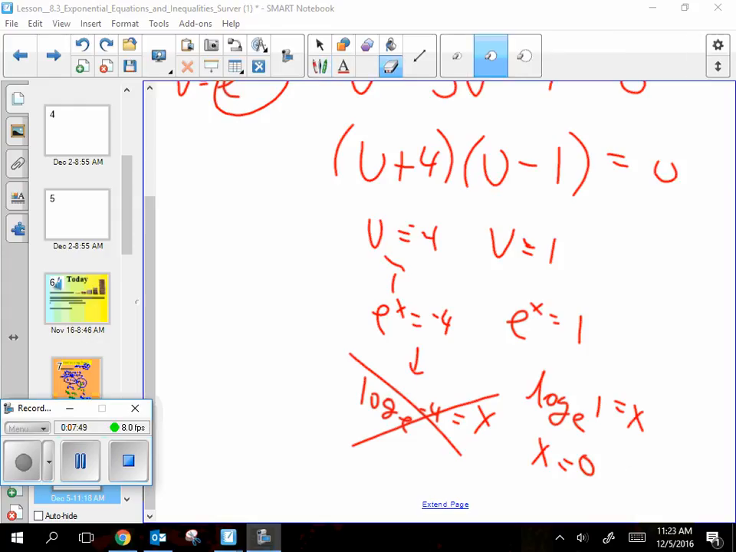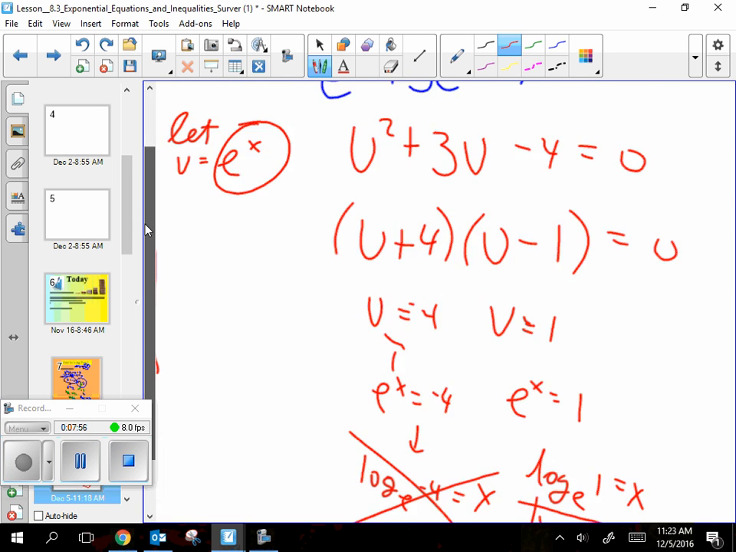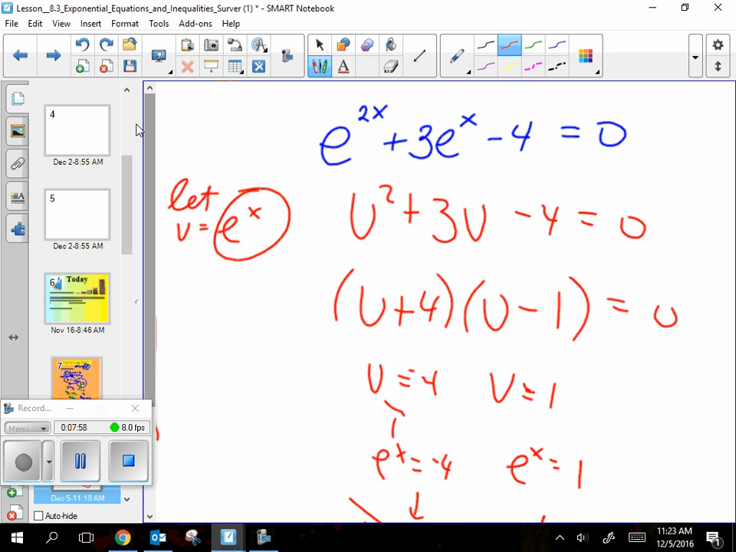Because you do know log base e of 1. It's just 0. And if I actually needed to prove it, my life's on the line, I got to know this is actually right. If I stick in a 0 here and here, it turns out that anything to the 0 is 1. This becomes 3 times 1. 1 plus 3 minus 4 is 0. It worked. Cool. Okay.